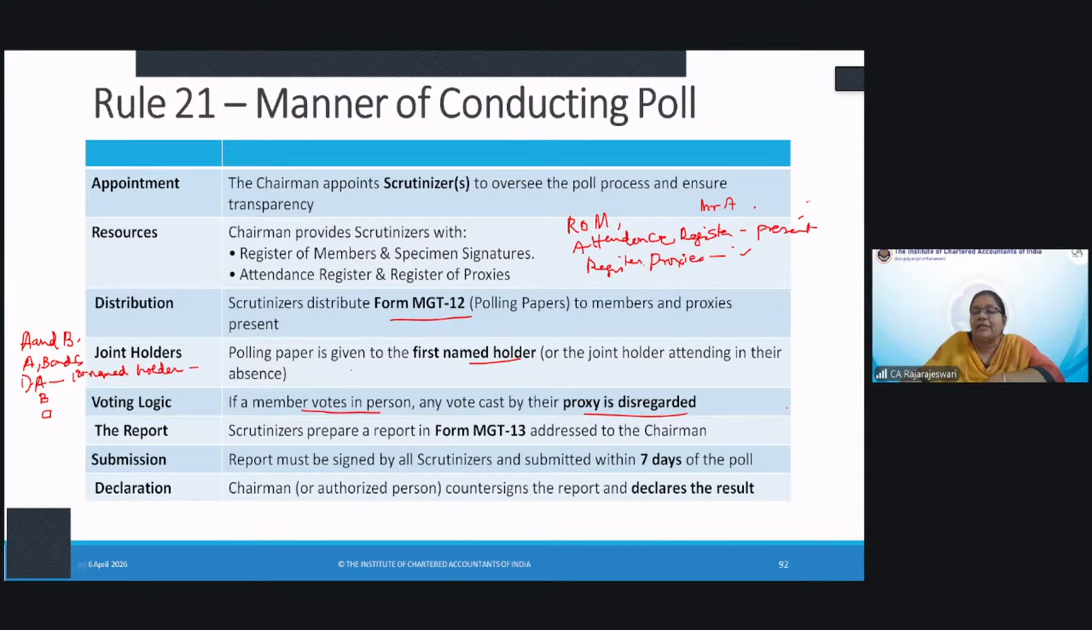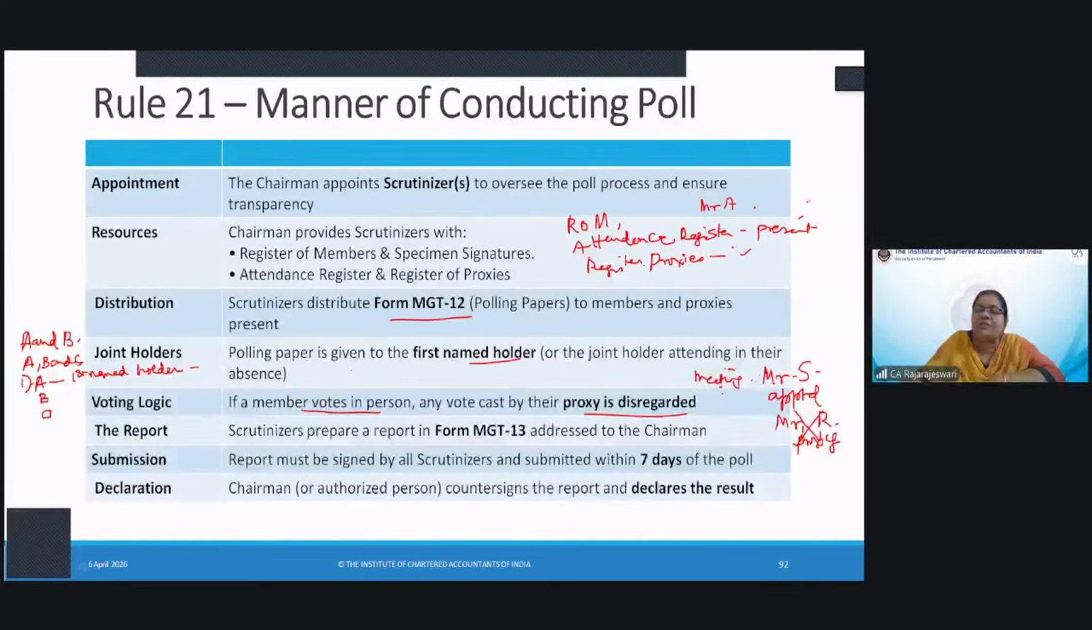What is this point? Suppose Mr. S has appointed Mr. R as his proxy. After appointing R as the proxy, they have deposited the proxy form. Then Mr. S comes to the meeting physically. Then the question arises whether S's vote can be counted both physically and by proxy. No. This proxy form is disregarded once he has come physically.